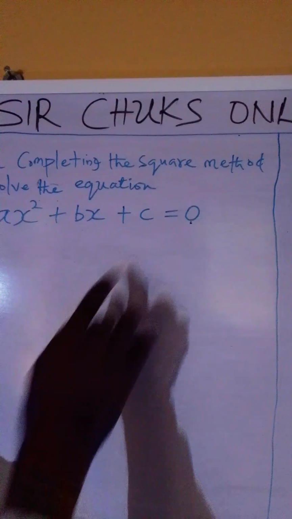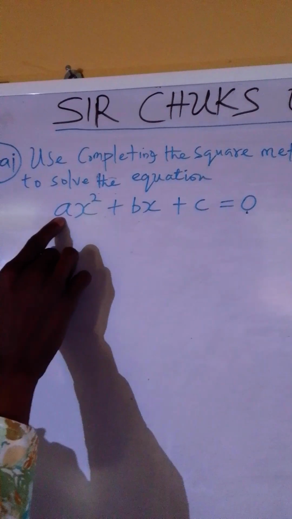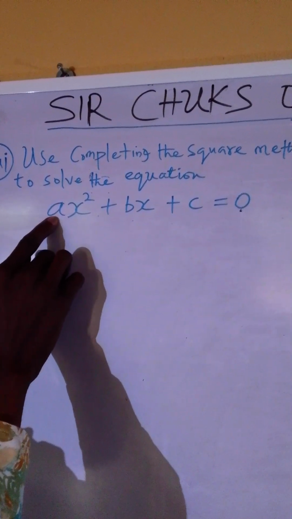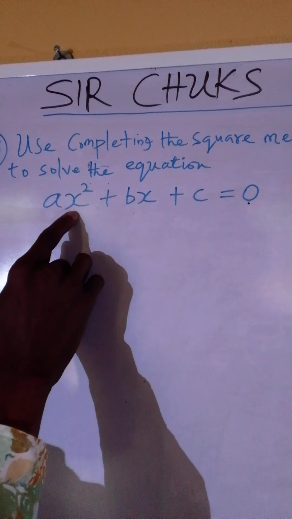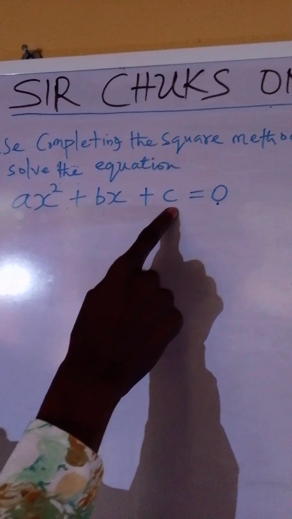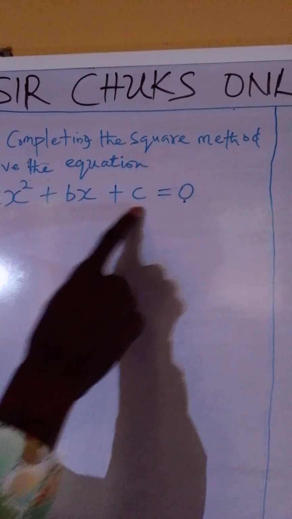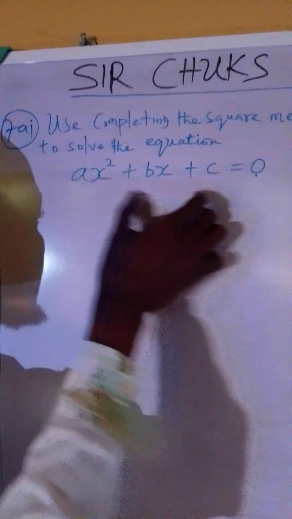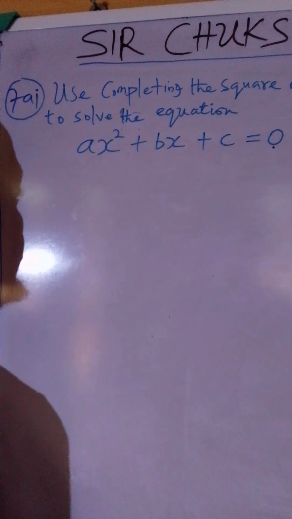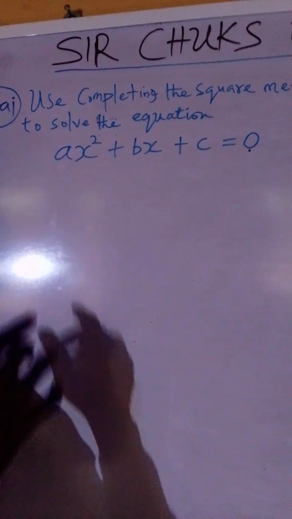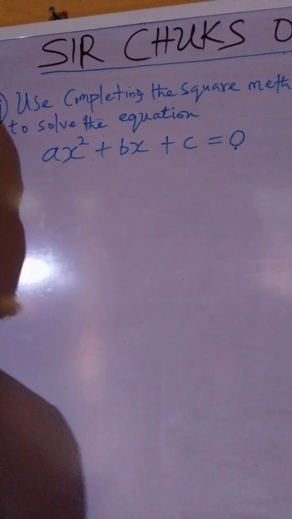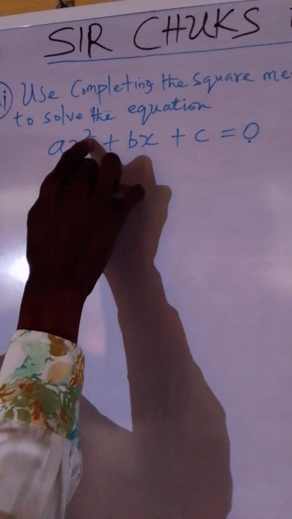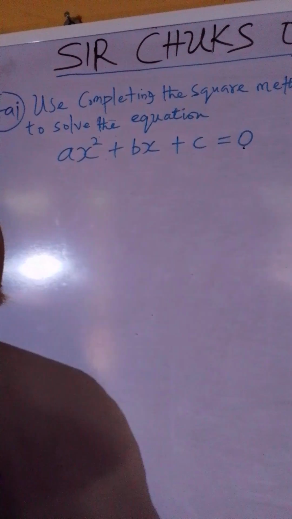Now this is the general form of quadratic equation where a is the coefficient of x squared, then b is the coefficient of x, and c is the constant. So ax squared is the first term, bx is second term, c is a third term. Then the quadratic expression is equated to 0. So this is a quadratic equation. A quadratic equation is an equation in which 2 is the highest power of the unknown variable. So the variable here is x, so 2 is the highest power of x in this equation.